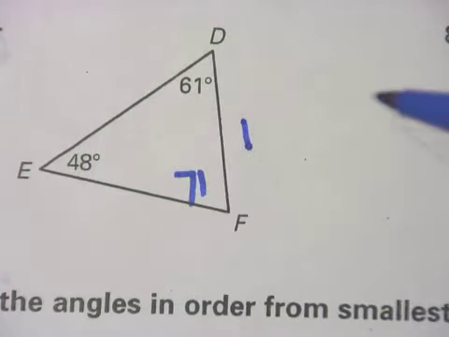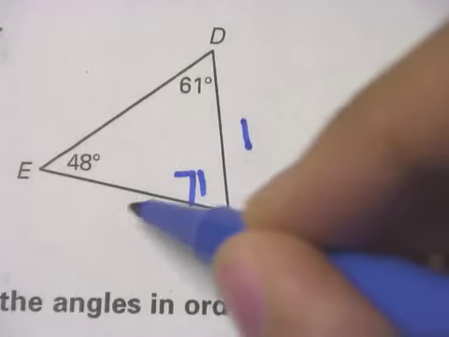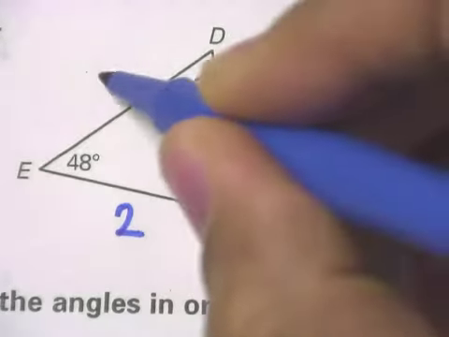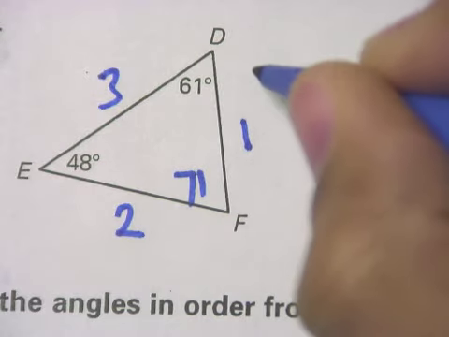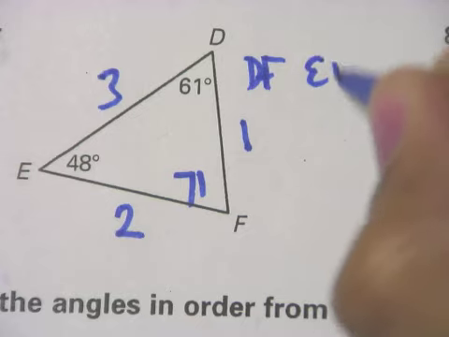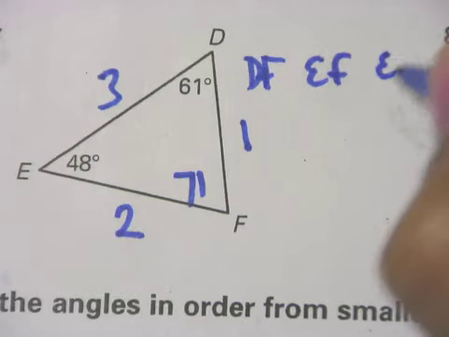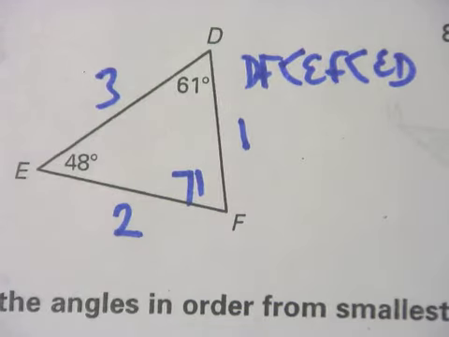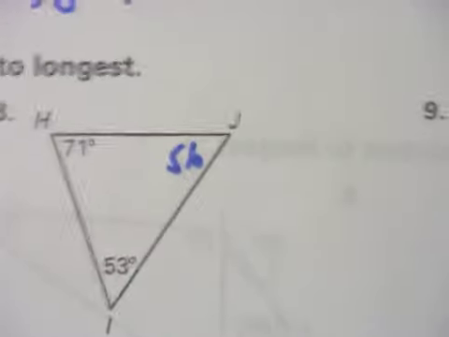So this is the smallest angle, so I know this is the smallest side. This is the next biggest one, so I know that this is the next biggest side. And I know this is the biggest angle, so I know that this is the biggest side. So then I can say that DF is the smallest, EF is the next biggest, and ED is the largest. And you'll probably see them with inequality values.